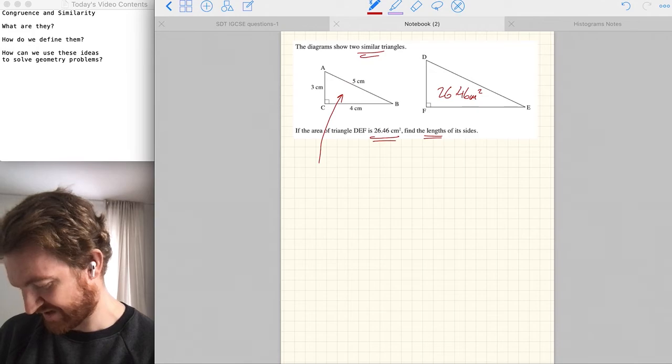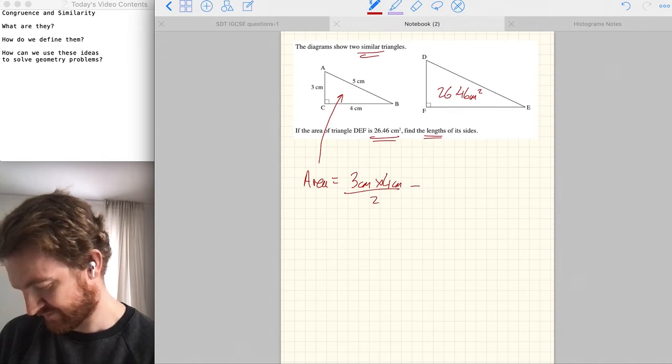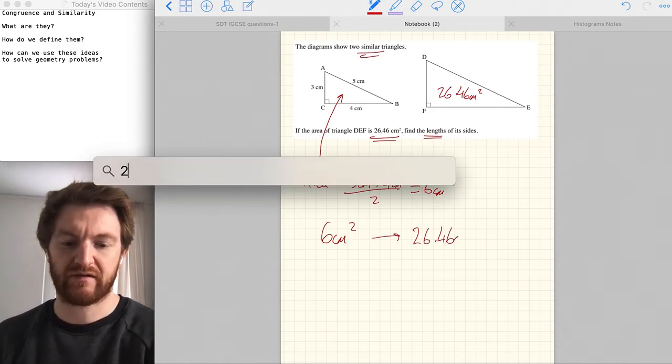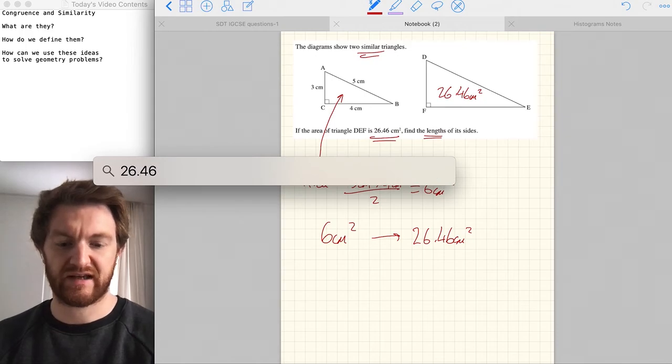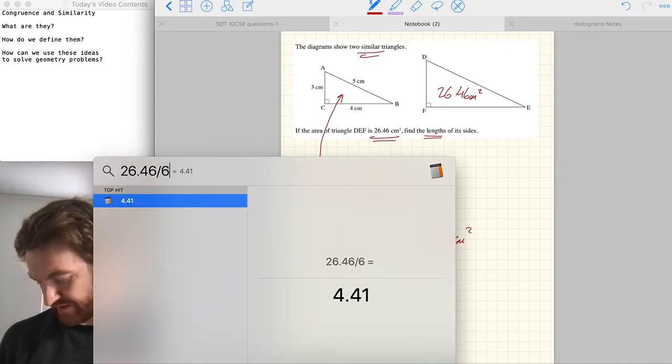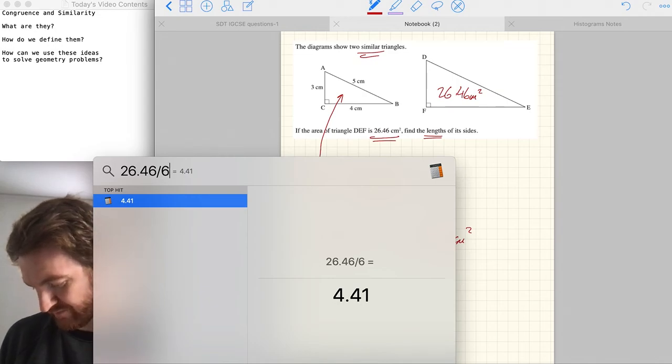That's going to be the base and the height times together, divided by 2. So it's going to be 6 centimeters squared. So 6 centimeters squared has become 26.46 centimeters squared. So we divide, again, the biggest by the smallest. I'm doing it on Spotlight so you can see it, you would do it on your calculator. And that gives you 4.41. So that's the scale factor of the area, 4.41.